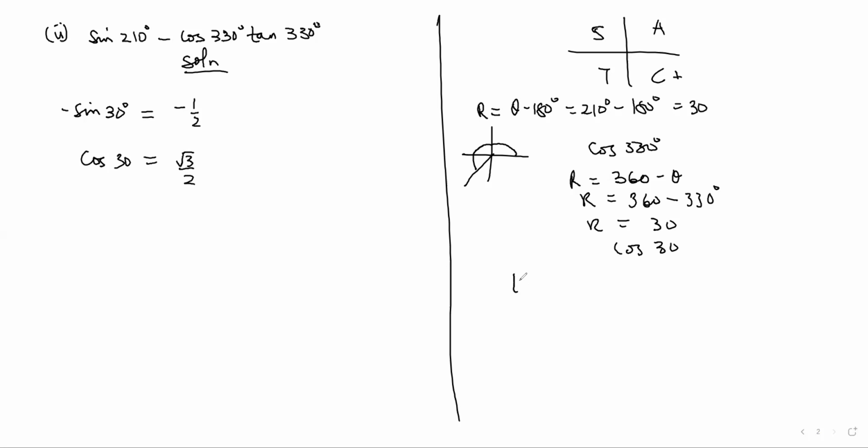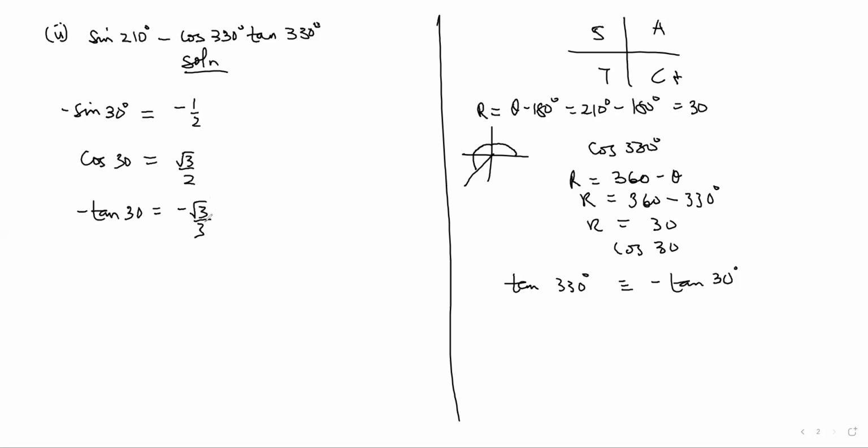Now let's come to tan. Once again, tan 330 is in the same quadrant, the fourth, where tan is negative, so tan 330 will be the same as minus tan 30. And tan 30 is the same as root 3 over 3. So this will be minus tan 30, which is minus root 3 over 3.